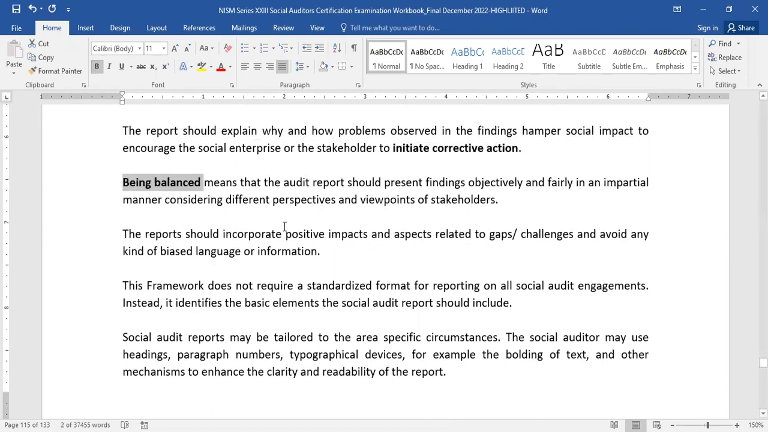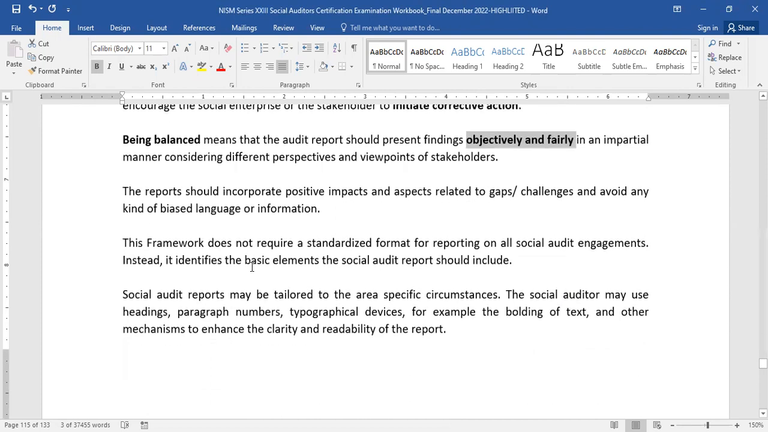Being balanced means the audit report should present findings objectively and fairly in an impartial manner, considering different perspectives and viewpoints of the stakeholders. The report should incorporate positive impacts, aspects related to gaps, challenges, and avoid any kind of biased language or information. Biased language or information नहीं होनी चाहिए. गैप्स और चैलेंजेस को एड्रेस करती भी होनी चाहिए. पॉजिटिव इम्पैक्ट क्या हुए उसके बारे में बताना चाहिए.